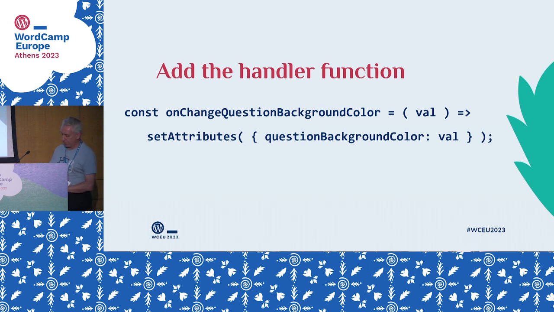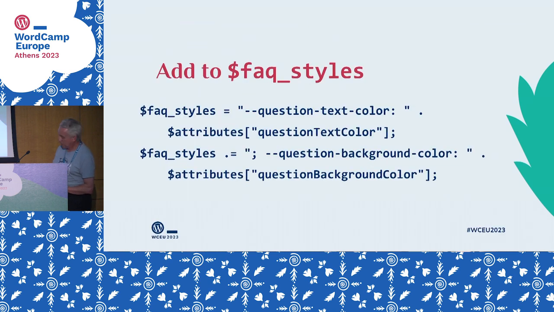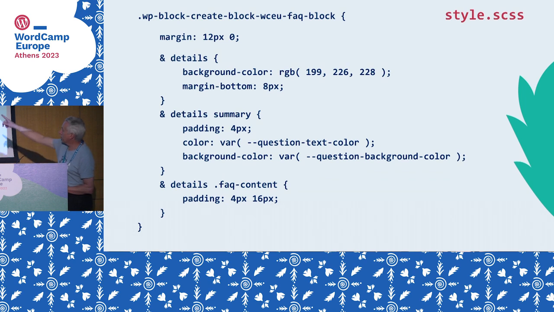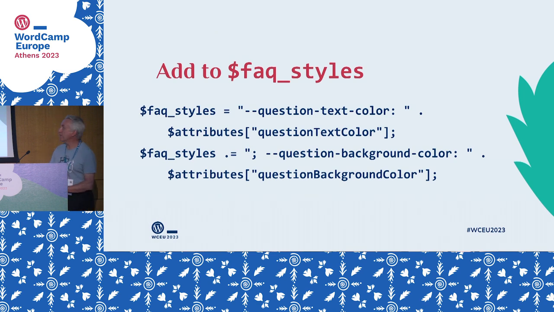So that works in the editor, but not in the front end. Sorry, did I not move the slide on? Yeah, okay, so we need to add the CSS variable to the background color in styles.scss. And then to make it work in the front end, we need to add the CSS variable to our FAQ styles and assign it the attribute value. And now your new background color for your question will show up in the front end as well. All good?